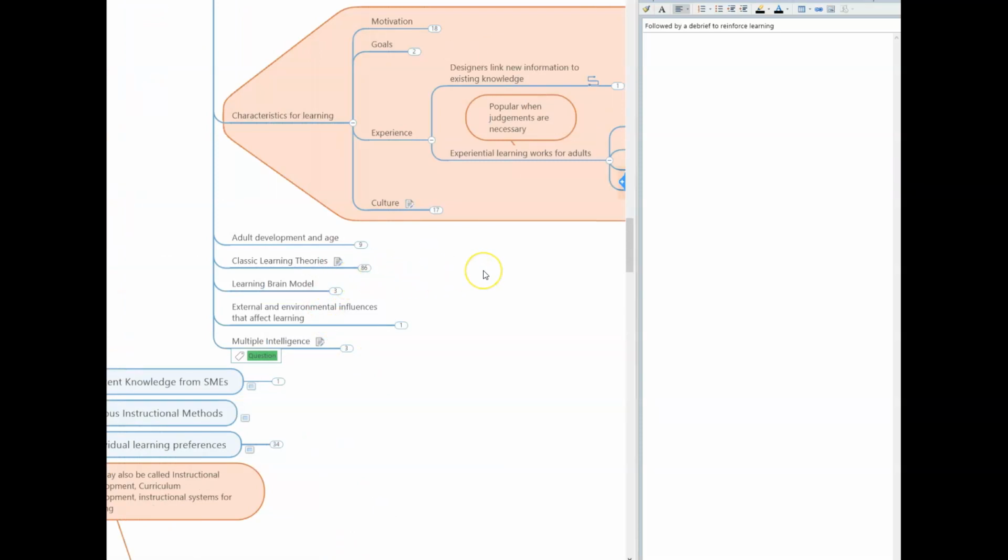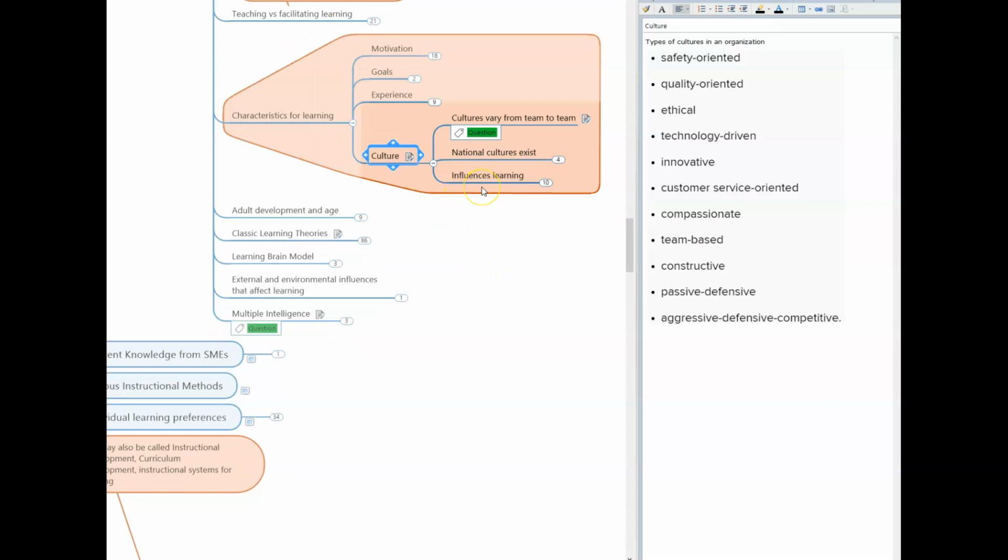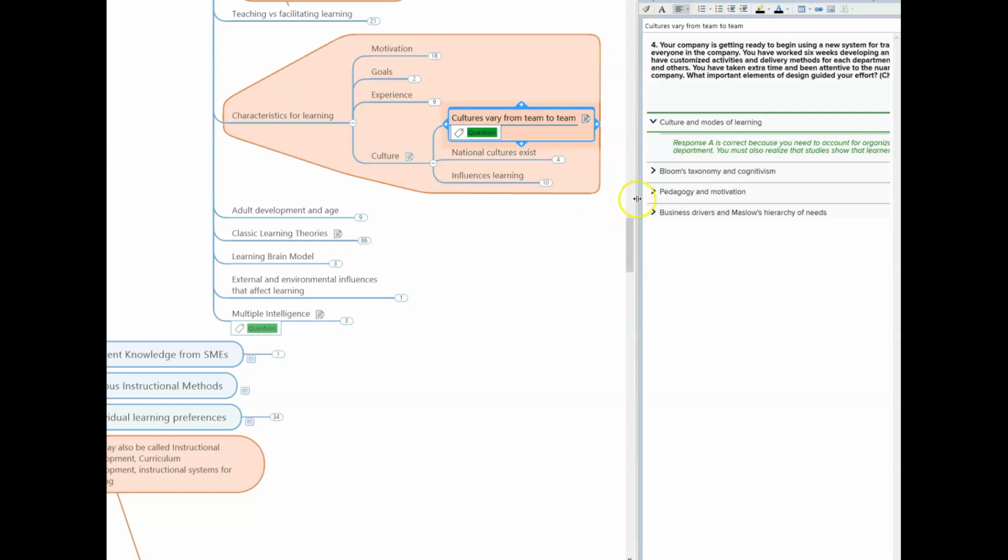Characteristics for learning are motivation, goals, experience, and finally, culture. And when we talk about culture, there's several of them in an organization. There's safety-oriented culture, quality-oriented culture, ethical, technology-driven, innovation, customer service-oriented, compassionate, team-based, constructive, passive defensive, aggressive defensive, and competitive. And cultures vary from team to team.